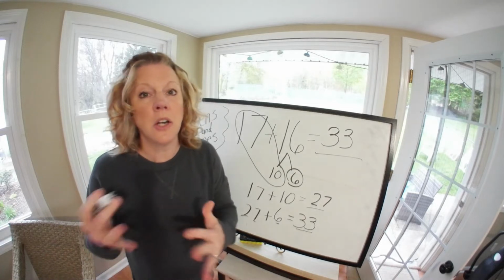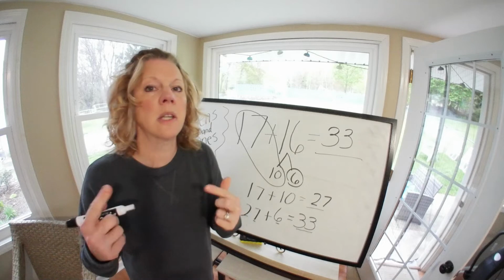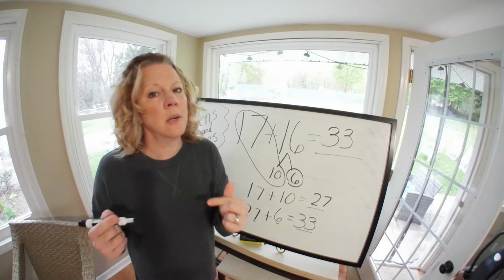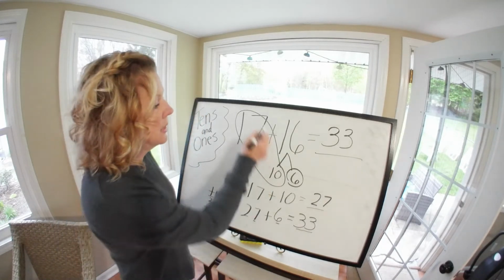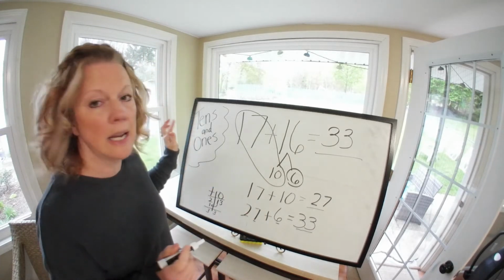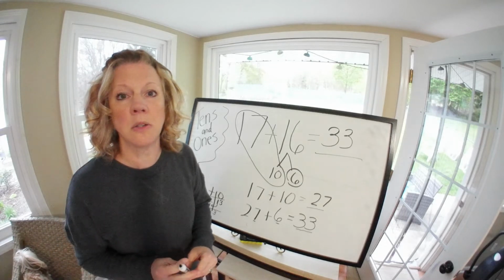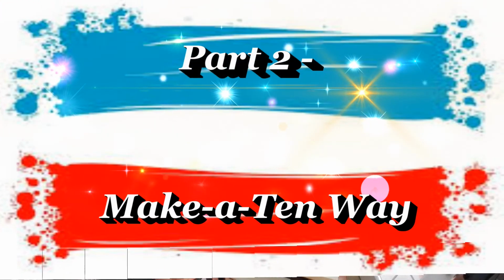So I want you to start using your minds differently for math. I want you to start doing some of it in your head. But what I also want you to do is make sure that you're doing all the parts of solving a problem. So again, this is the tens and ones way of solving the problem. Next, we're going to go on to the make a 10 way.